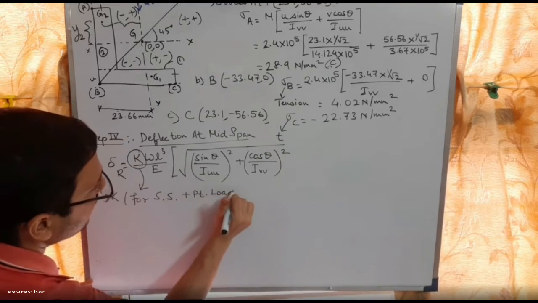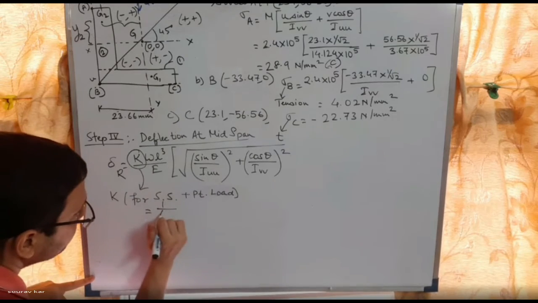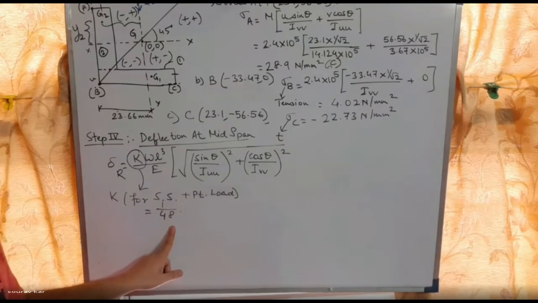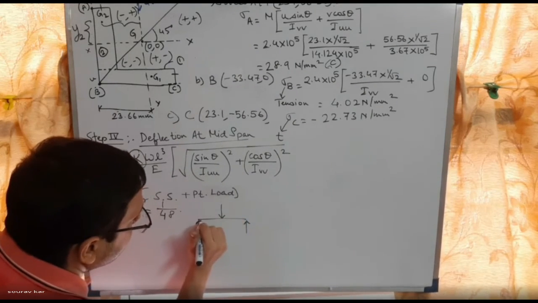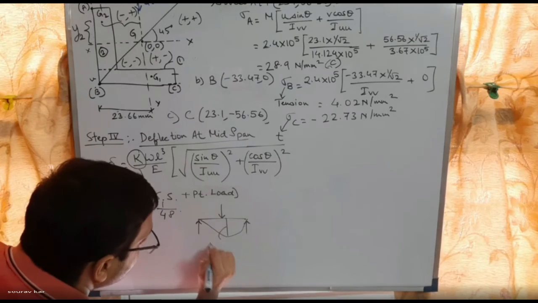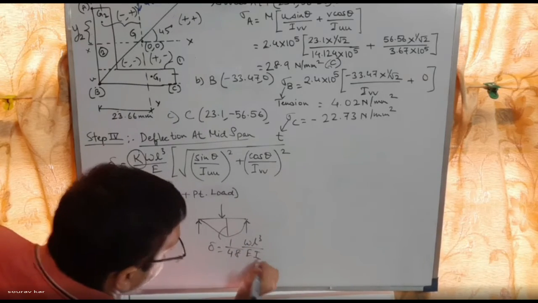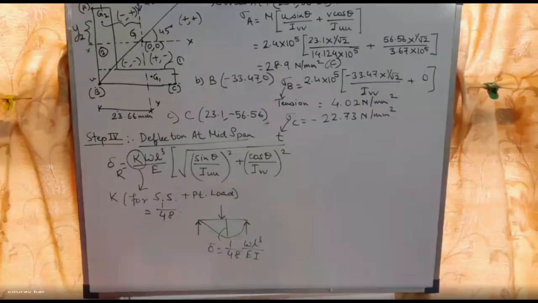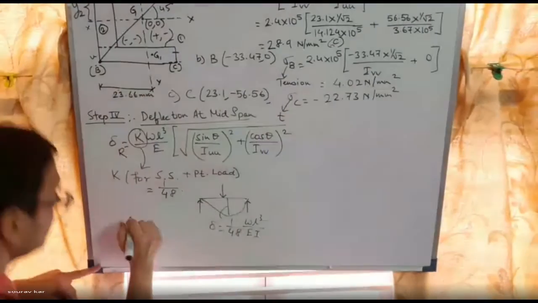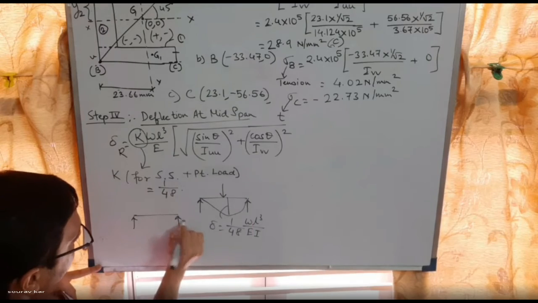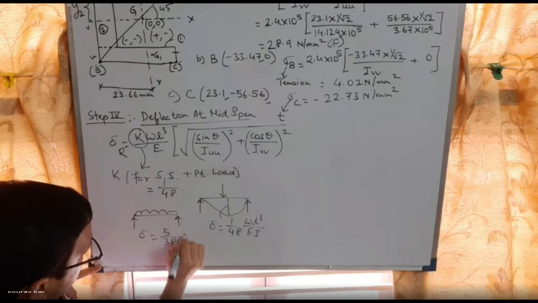This you have to remember from the chart of the strength of materials book, the slope deflection. K was 1 by 48. For a simply supported beam under point load, the deflection is 1 by 48 WL cube by EI. If you consider simply supported with UDL, then the delta will be 5 by 384.